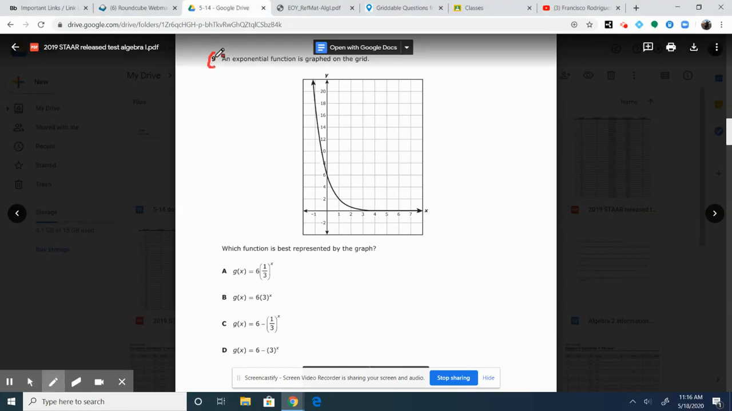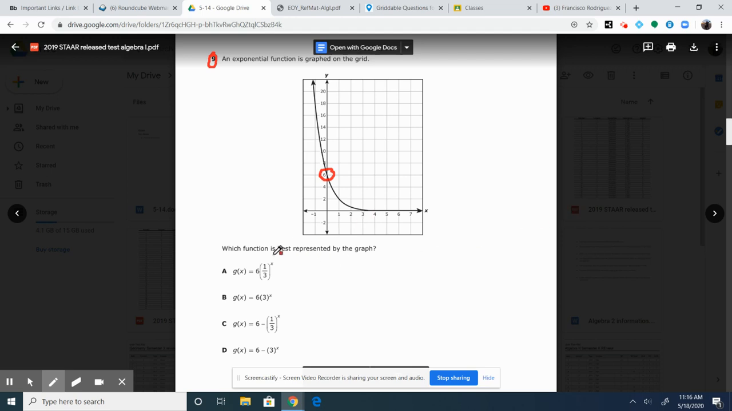Okay, next problem, number 9. It says, an exponential function is graphed on the grid. So which function is best represented by the graph? Okay, now the very first thing that I want you guys to look at when you have an exponential function is our y-intercept. So our y-intercept is 6.